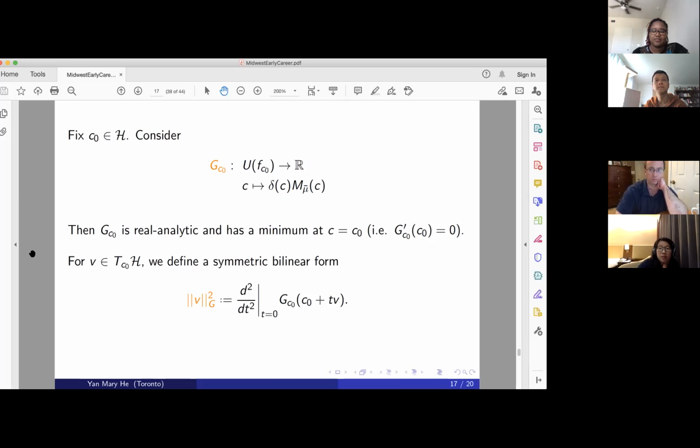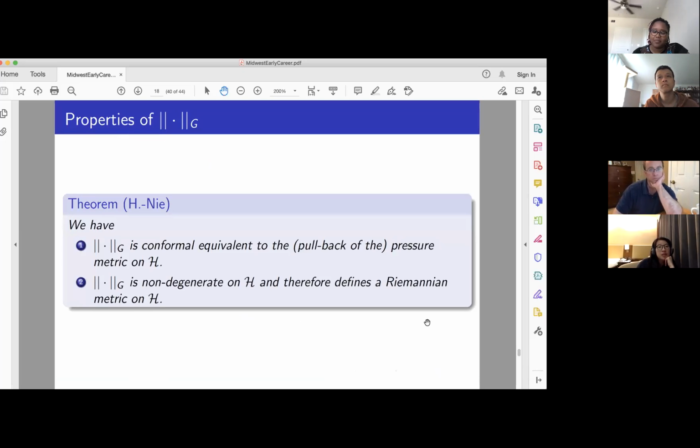Because C0 is a critical point, the Hessian of this function g sub C0 is well defined. So we can take the second derivative of g sub C0, and this gives us a symmetric bilinear form on the tangent space at C0 of the hyperbolic component. I can define the length of the tangent vector squared to be the second derivative of g sub C0. And what are some of the properties?